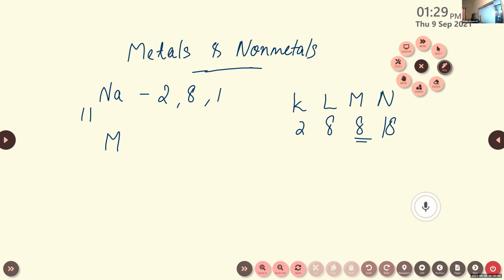The next one, magnesium. Its atomic number is 12. Eva, can you tell me the configuration of magnesium? Its atomic number 12.